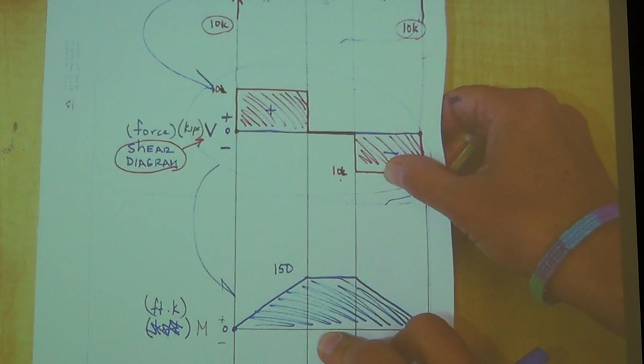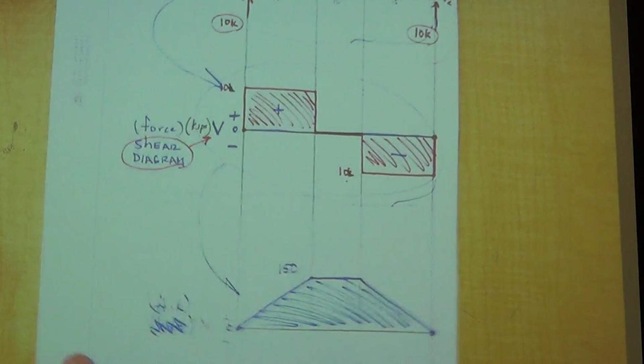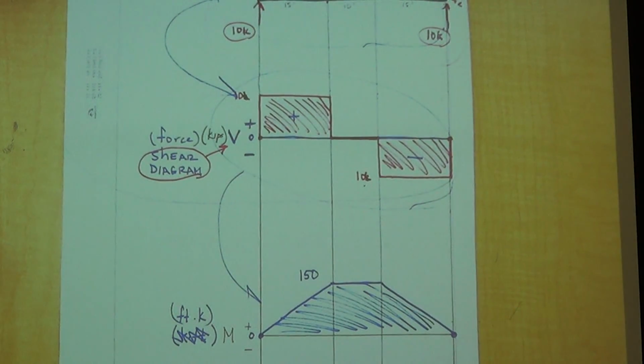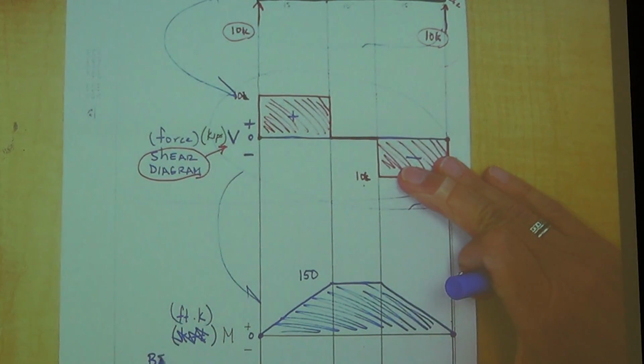With these diagrams, could we tell where this member would fail? Yes, but it really, in addition to failing in shear and moment, so this is the moment diagram. It's typically called the bending moment diagram. But you could just say moment diagram.